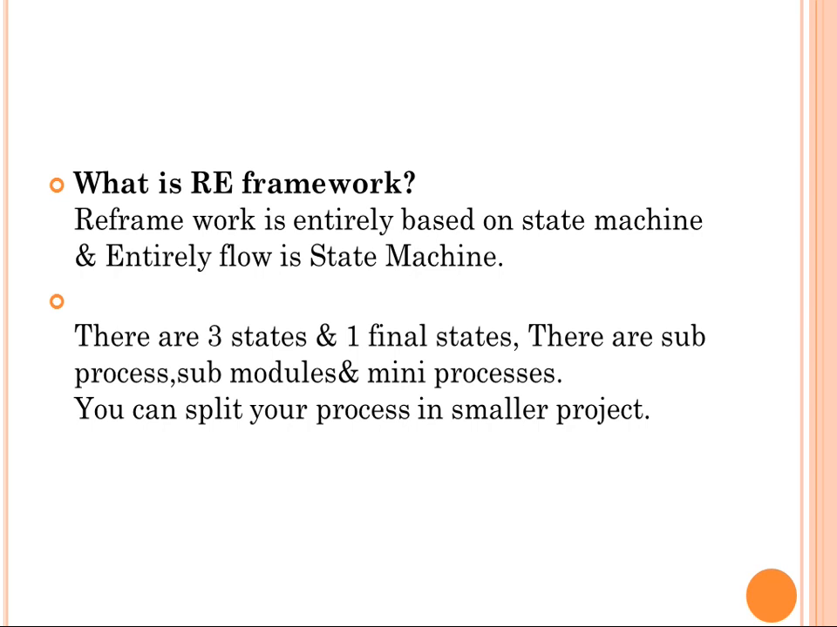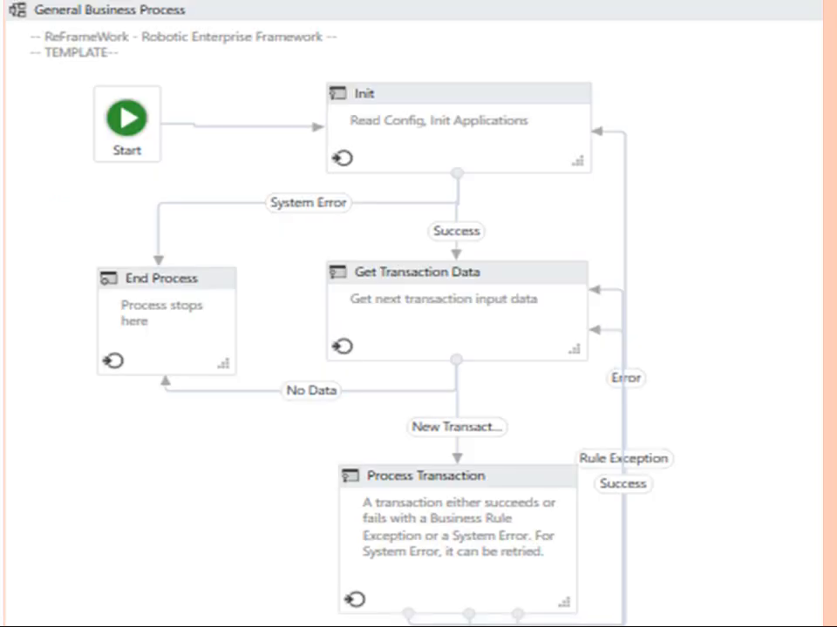Let's move towards the diagram of general business process. You can see these blocks in init, where basically you can read the data and initiate the application from the config file, and if it succeeds it will move towards get transaction data, get next transaction input data. All the data related operations we perform in this block.